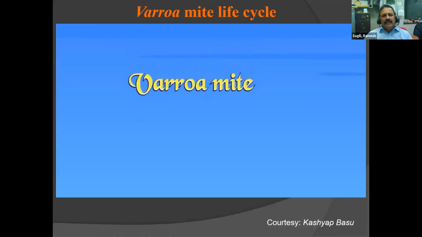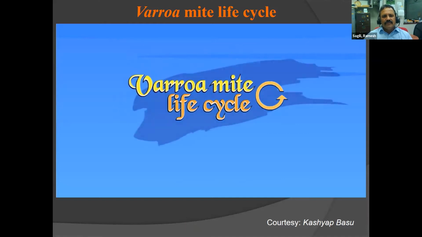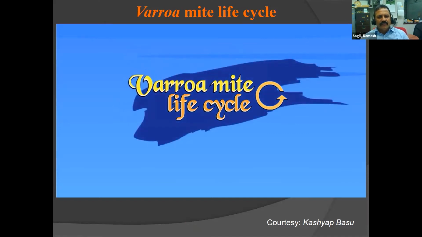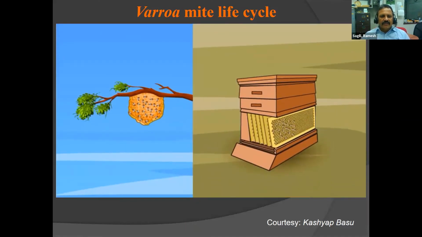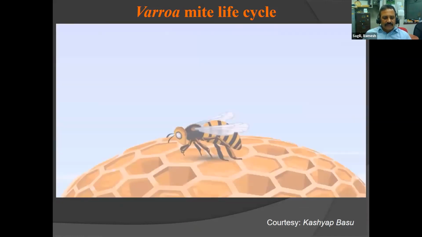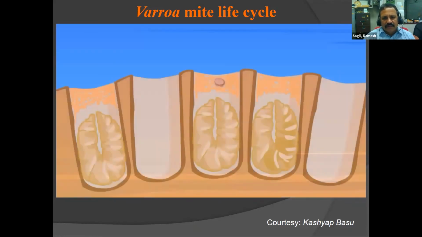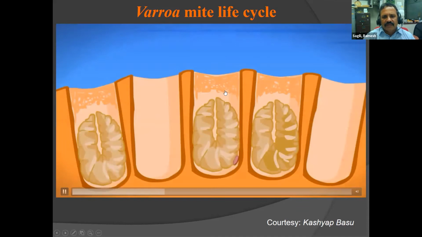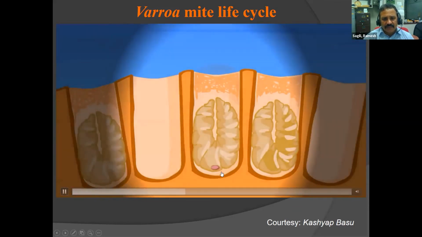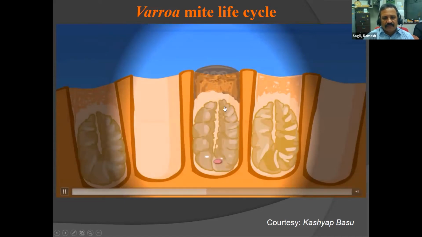Here I have an animation showing you a varroa mite life cycle, as a refresher. I know most of you are aware of varroa mites and their reproductive biology. Here you see a mite that is dropping into the cell, and it goes into an appropriate age larva, which is about 5 to 5.5 days old, and she starts feeding on the larva and then starts laying eggs once the cap is formed by the bees.